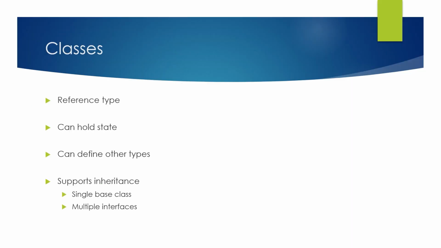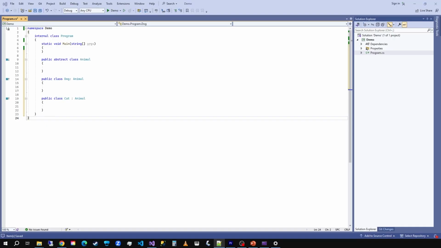Another interesting thing about classes is that they can be related via something called inheritance. A class can inherit from another class and also multiple interfaces. Take for example three classes: cat, dog, animal. Animal is the common base class of the other two. Cat and dog are derived classes. We also sometimes call them subclasses.